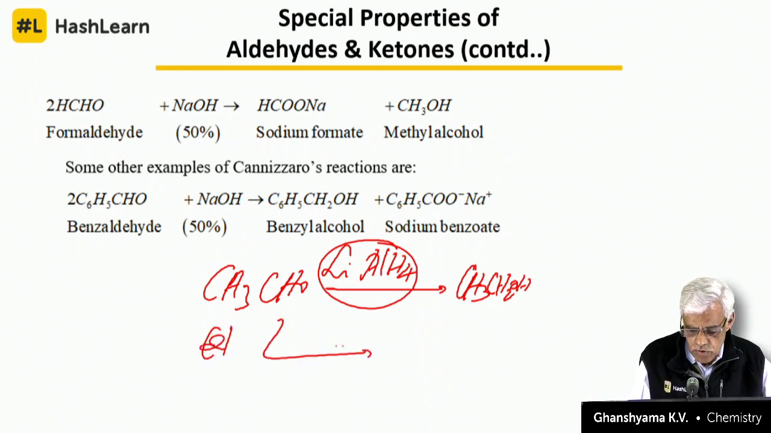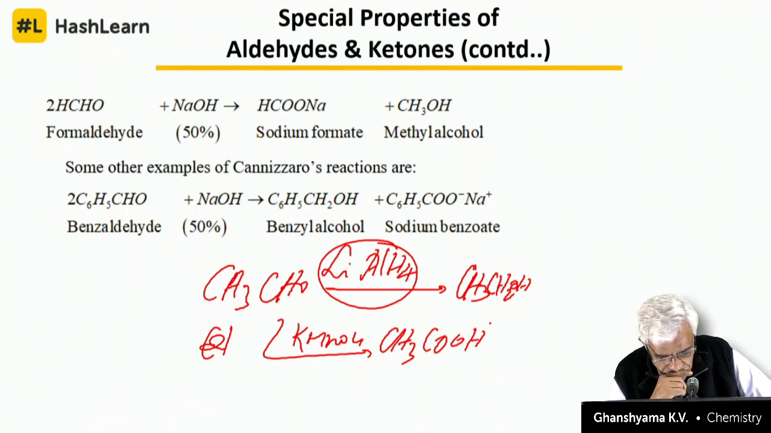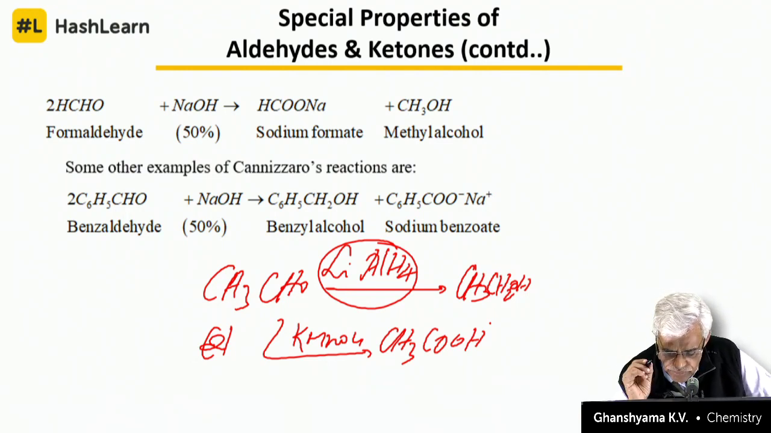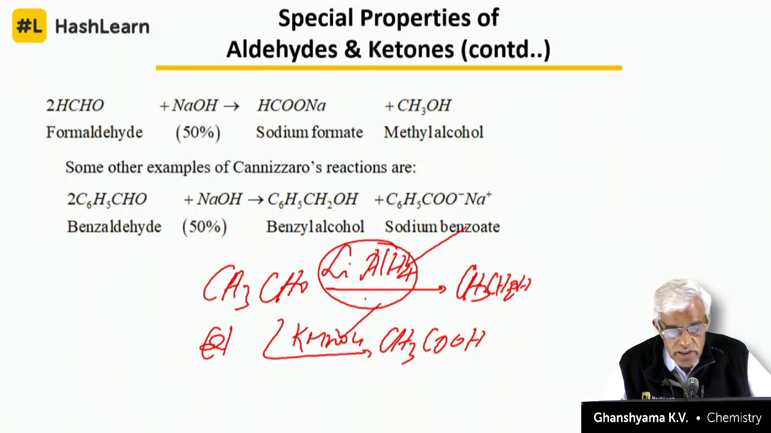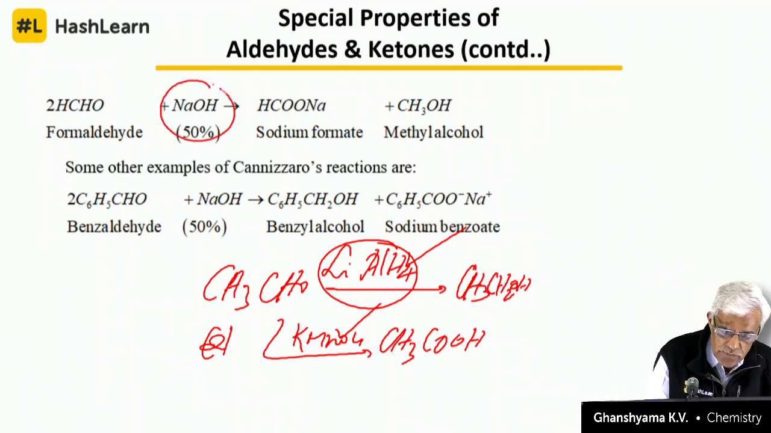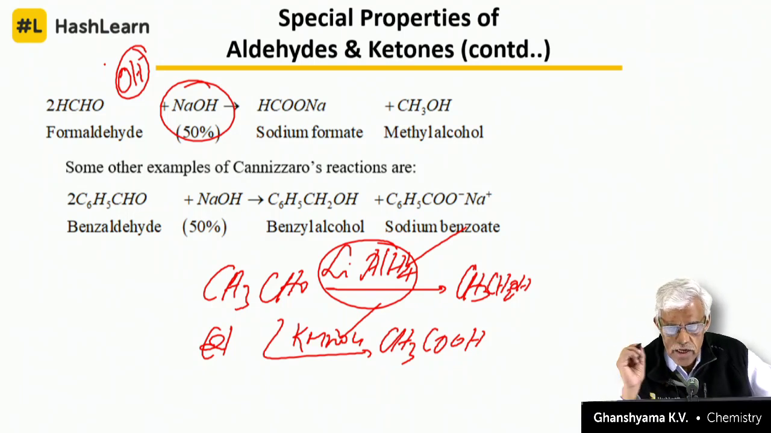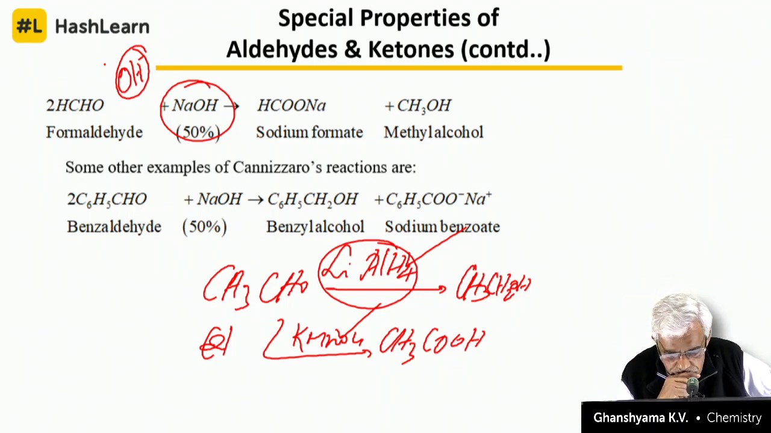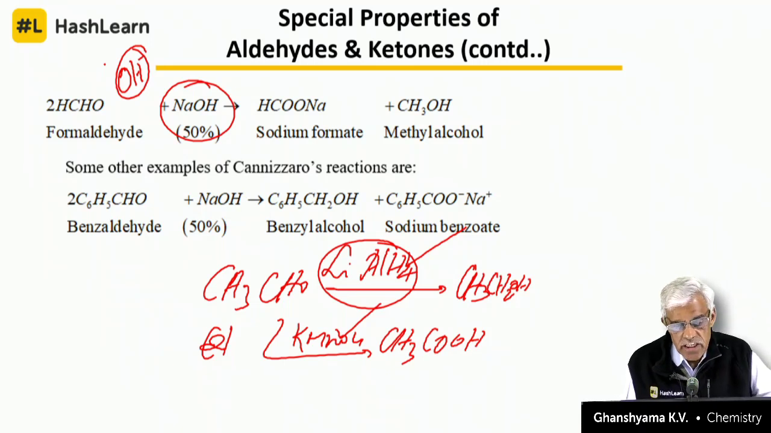CH3CHO on oxidation by KMnO4 gives CH3COOH. Did you follow? So, you need a reducing agent, you need an oxidizing agent, but here we are not using any oxidizing or reducing agent. In presence of sodium hydroxide, which gives the nucleophile OH minus, the reaction is initiated first. One molecule undergoes oxidation and one molecule undergoes reduction. If you see the mechanism, you will see how exactly this oxidation reduction takes place.